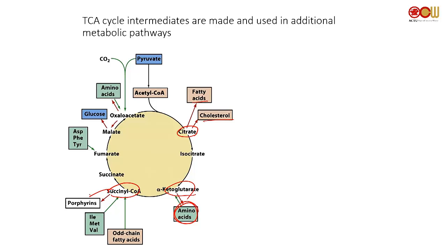Succinyl-CoA is used to make porphyrin. We'll talk about porphyrin when we talk about secondary metabolites. Malate can go back to glucose through gluconeogenesis. Oxaloacetate can make amino acids.